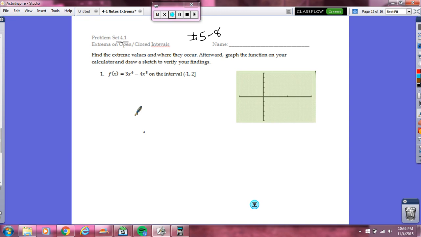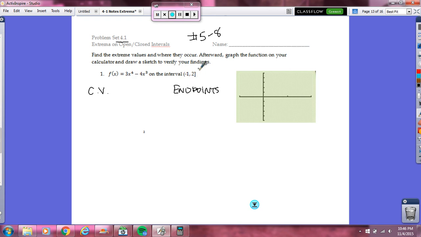Critical values occur at 2 places. They can occur at endpoints, and they can occur at your critical values. So endpoints are the easiest to kind of figure out what's going on. We're just going to take those and plug them into our function.